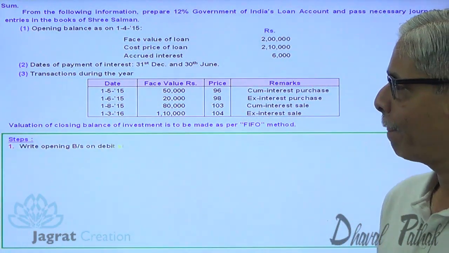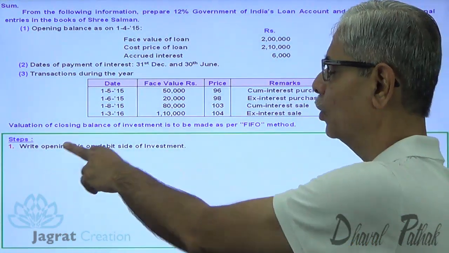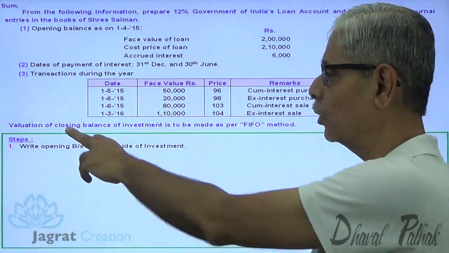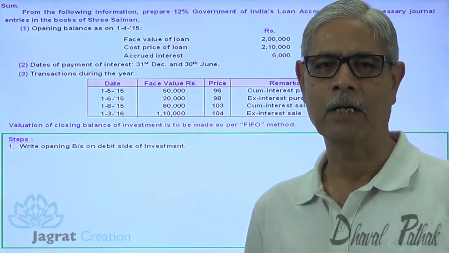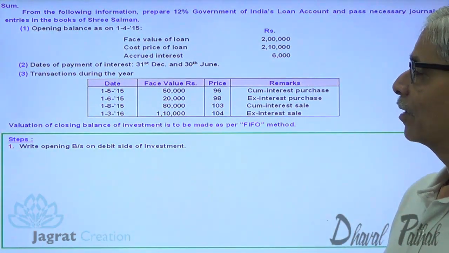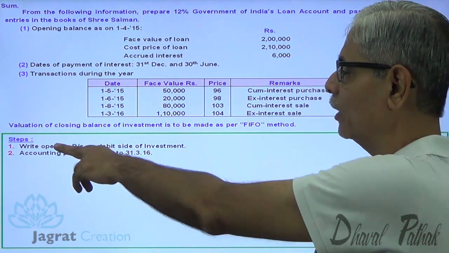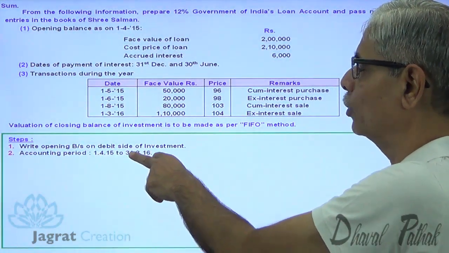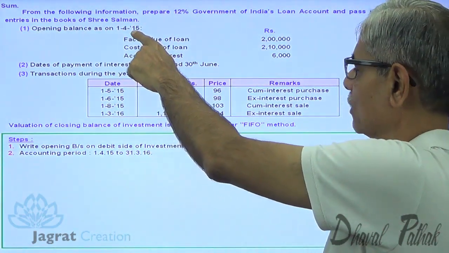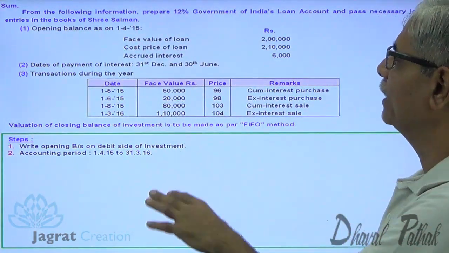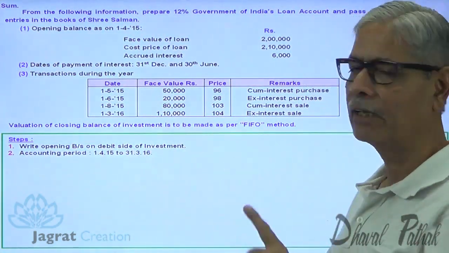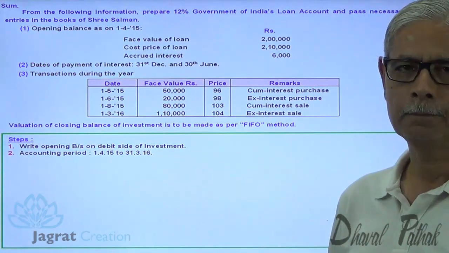First of all, write the opening balance on debit side of investment account. Now, accounting period is from 1/4/2015 to 31/3/2016. I am given the opening balance as on 1/4/2015. So accounting year ends on 31st of March 2016. So I am required to go for accounting for 1 year, 15/16.